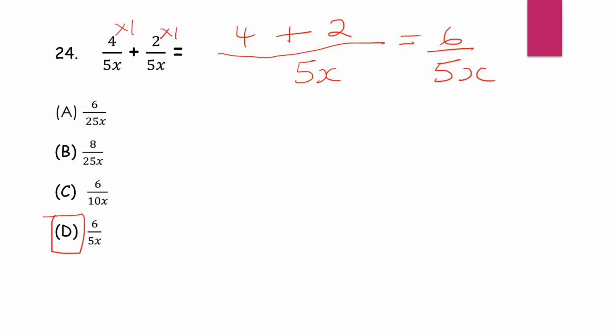Another way of looking at it is if you're adding fractions with the same denominator. So 1 over 3 plus 2 over 3, you would write 3 over 3. We add the numerators. We put it over the same denominator. Okay, the answer is D.